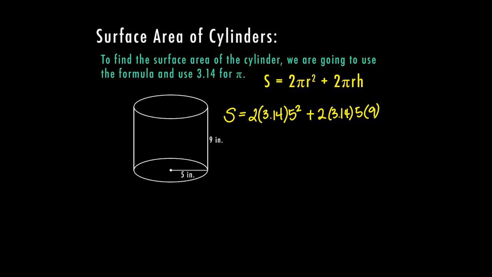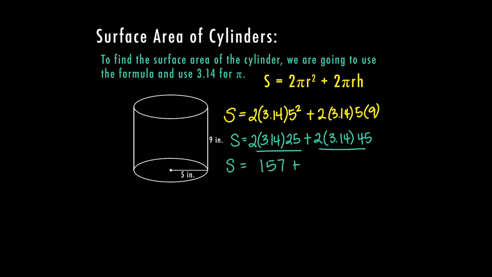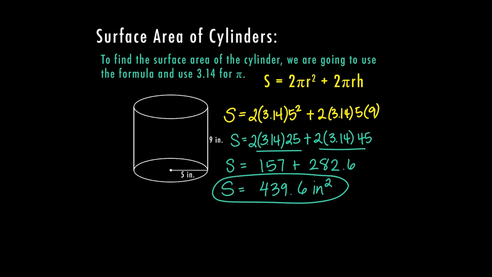So now we just have to solve. So I know I have to square my 5 first. 5 squared is 25, plus over here I can go ahead and multiply my 5 times 9, which is 45. Then if I solve this first part, I get 157. If I solve for the lateral area, I get 282 and 6/10. And then when I add those together, I end up with 439 and 6/10 inches squared. Again, we're still finding the area. So the surface area is the area of all the surfaces added together. And I end up with inches squared.